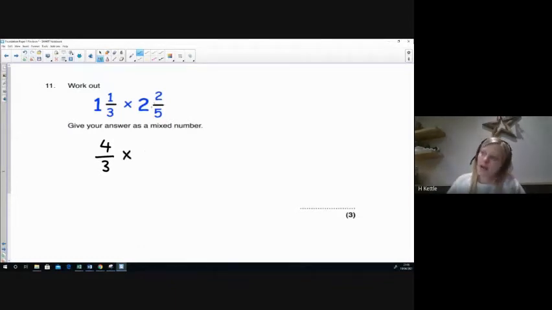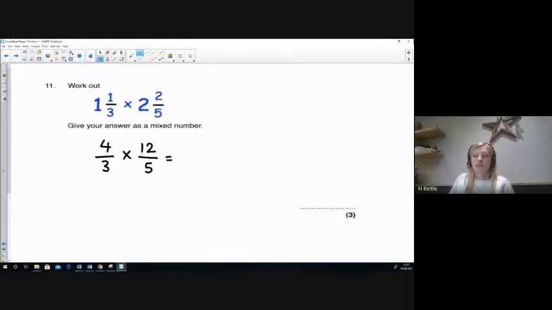Times by, and again, we're going to do big times the bottom. So 2 times 5 is 10, add 2 is 12. So that's how we're getting our numerator. Big times the bottom, add on the top. And again, our denominator stays the same.